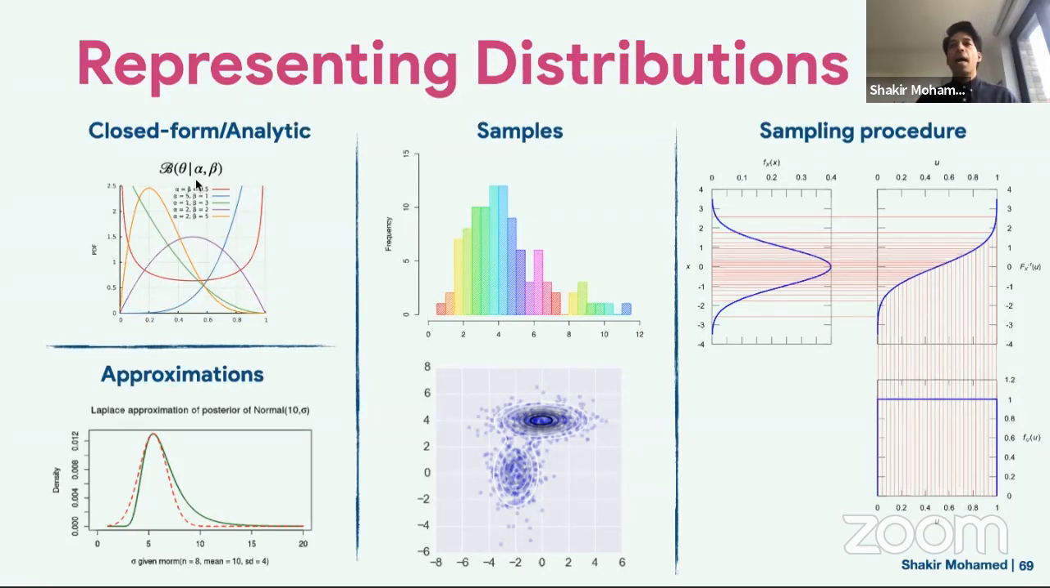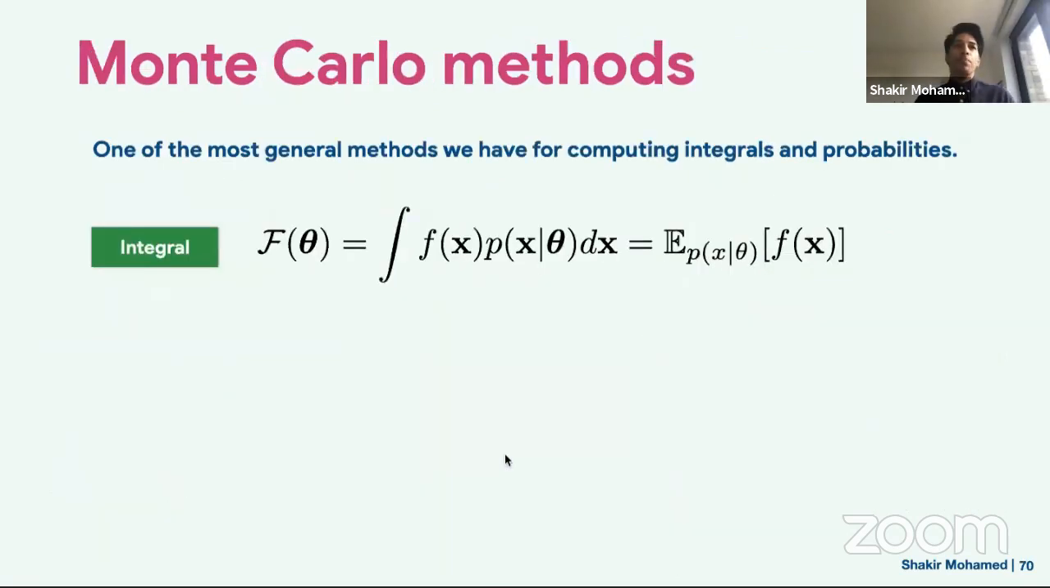So yesterday we looked at the closed form and the approximation. Today we're going to look at samples and sampling procedures. And when we begin with samples, we need to first go back to that question of how we compute integrals. And so here now enters the Monte Carlo method. And I want to take a bit of time because the Monte Carlo method is deceivingly simple, but very fundamental to almost everything we do in machine learning.